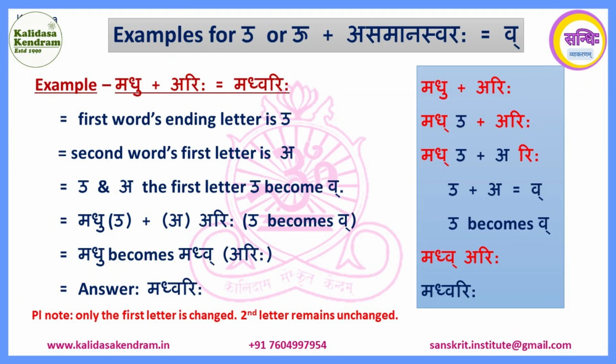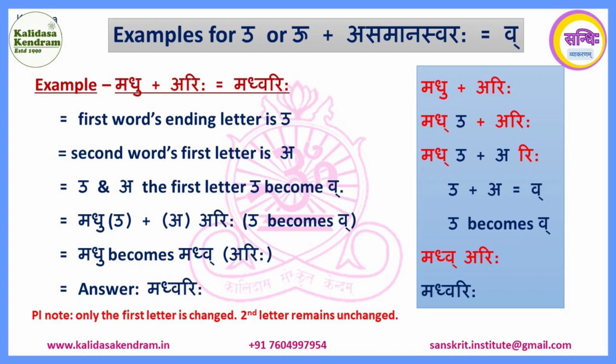The second example is the first letter should end with U or Oo. Then with whatever vowels other than the same alphabet, U becomes Va. Right? So let's move on to the example. Let's see the example. Madhu plus arihi. The answer is Madhvarihi. U becomes Va. But the second letter does not change.